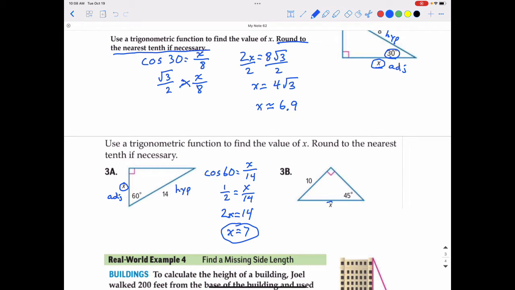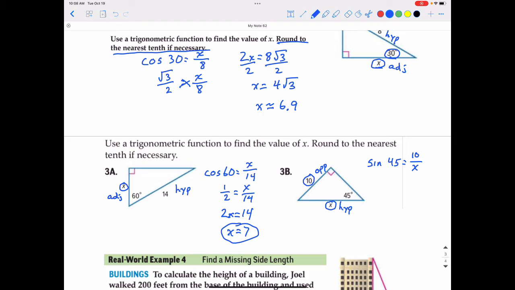3b, the x is a hypotenuse. That's what we're trying to find, and the 10 is an opposite. So sine is what uses a hypotenuse and the opposite side. The formula for sine is actually opposite over hypotenuse. So I'd set the sine of 45 degrees equal to the opposite side of 10 over the hypotenuse, which is x, which is what we're trying to figure out.